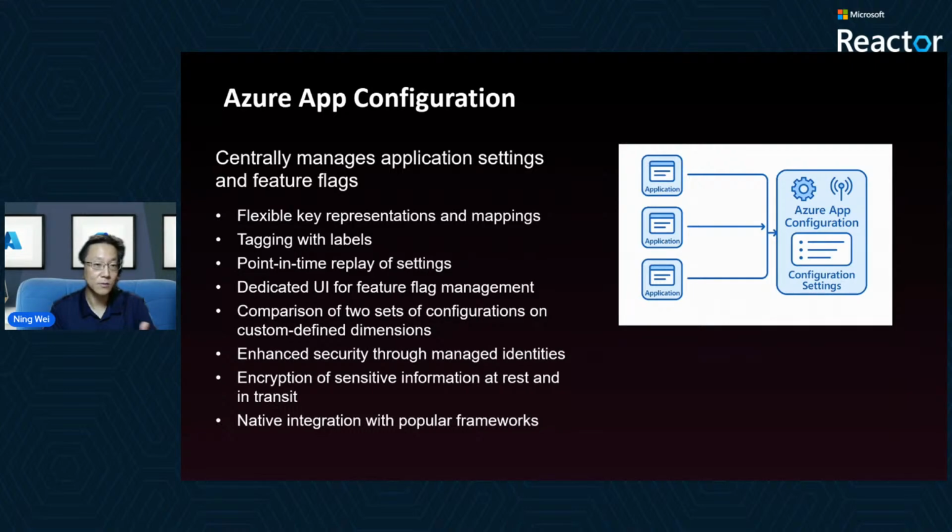Okay, so it provides that flexibility. It uses key value pairs, which is very simple to set up. And it also has labels as a way to provide a dimension. You can query key value pairs with different labels. I can use a label to represent production environment, testing environment, right? So you can use that to differentiate different environments or different versions if you want. It also has lots of other features like point-in-time restore. It has a dedicated UI for you to manage the feature flag. We won't go through every single line, but these are all the capabilities that Azure App Configuration provides, right?